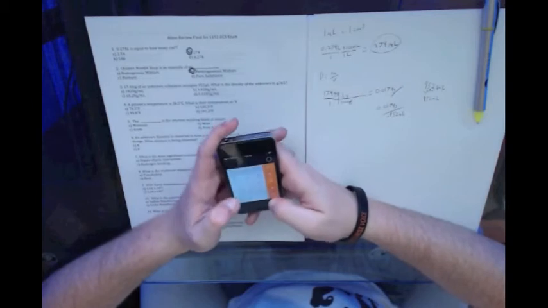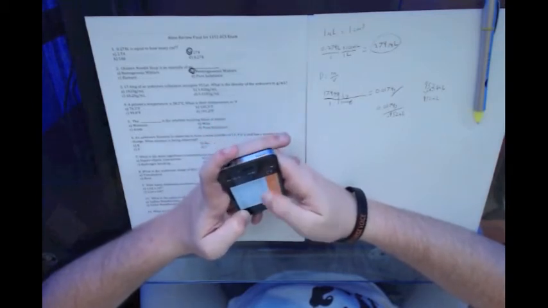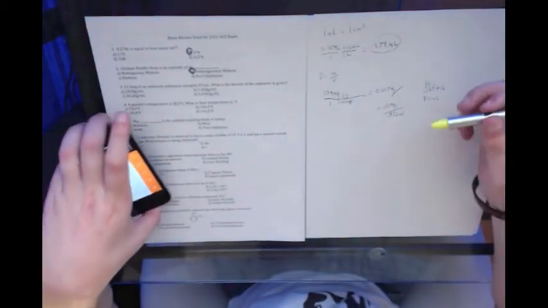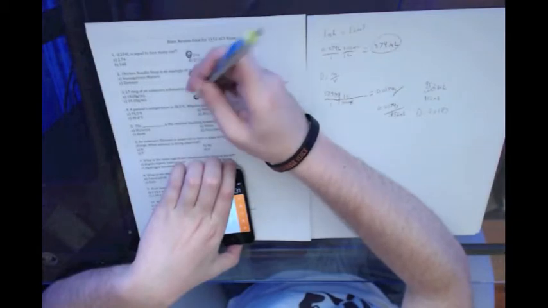But okay, so we got 0.0174 divided by 0.952. I get a density of 0.0183. That's my density. And that is one of the answers. That's answer choice D. So we'll go ahead and circle that. Alright.